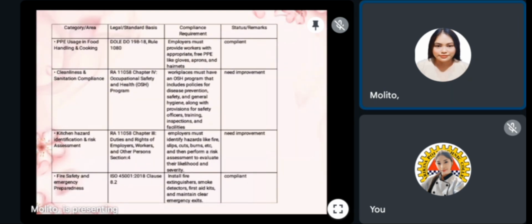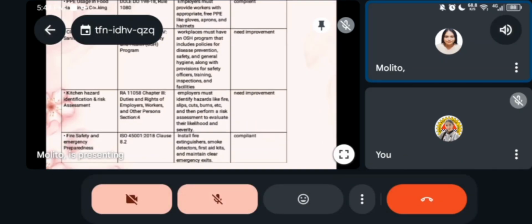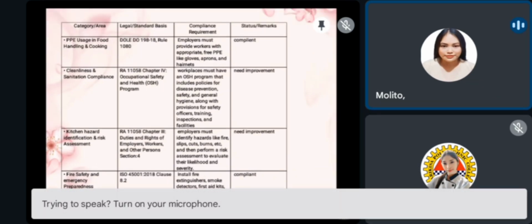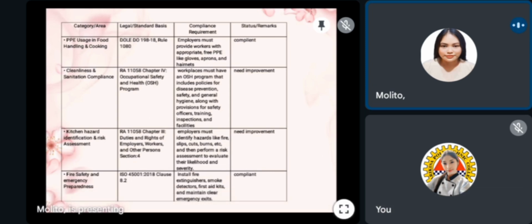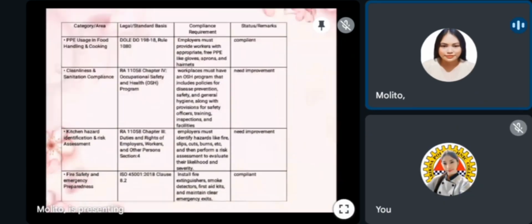Last category area, fire safety and emergency preparedness. Legal standard basis, ISO 45001-2018 Clause 8.2. The compliance requirements, install fire extinguisher, smoke detector, first aid kit, and maintain clear emergency exit. The status remark: compliant. This is the content of the first 4 columns, and I will explain the questions.